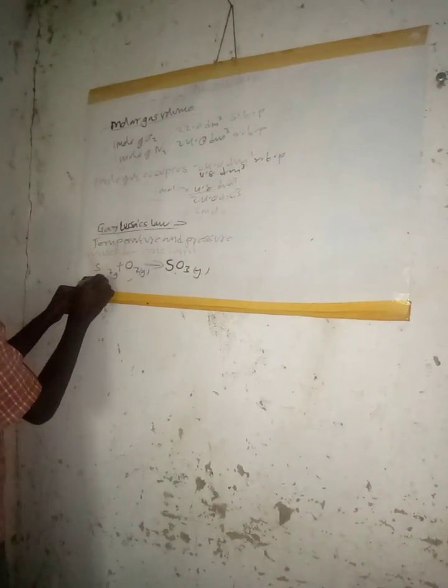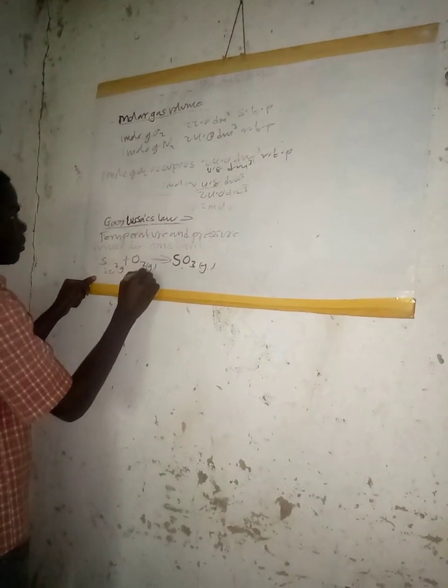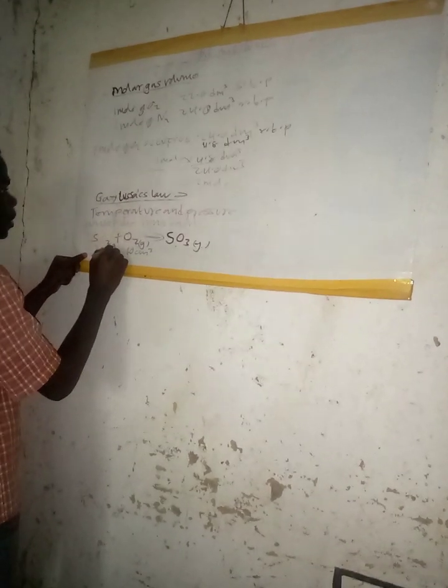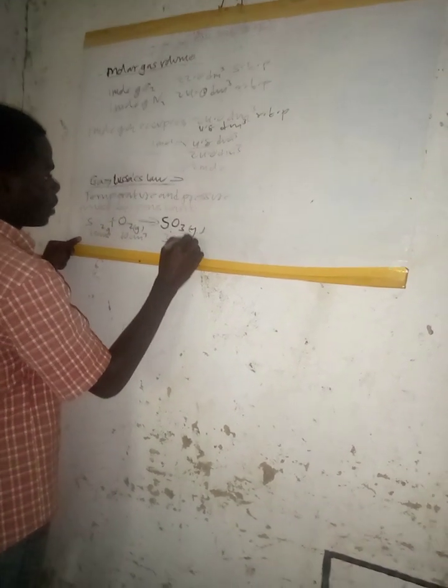They are saying that in an experiment, 20 centimeters cubed of sulfur oxide react completely with 10 centimeters cubed of oxygen to produce 30 centimeters cubed of sulfur 6 oxide. Now that is the equation, but the equation must be balanced.